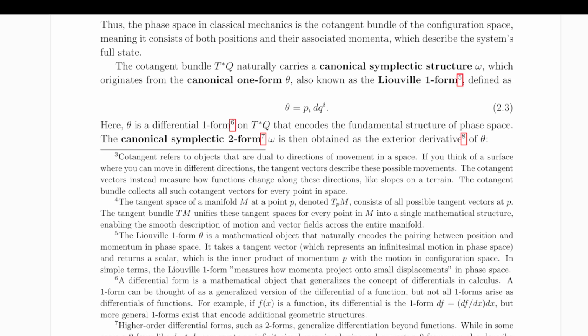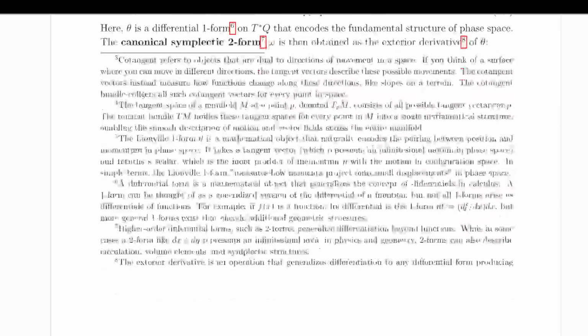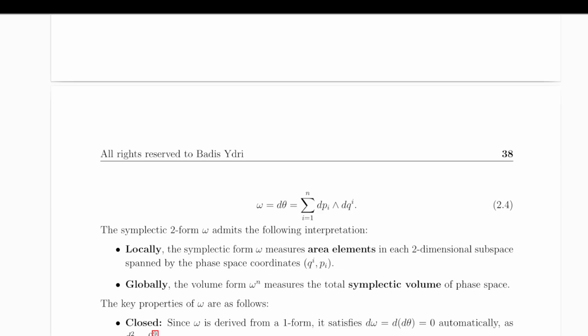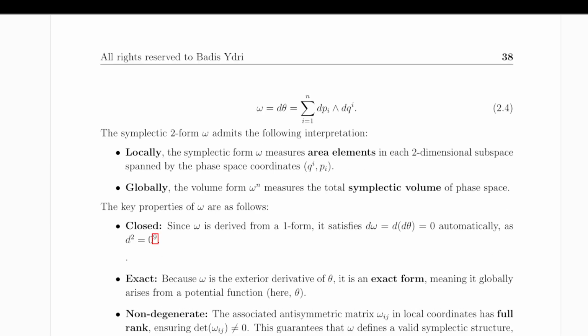This symplectic form arises naturally from a simpler object, the canonical one form, often called the Liouville one form, denoted by the Greek letter theta. The Liouville one form encodes the pairing between positions and momenta. Taking the exterior derivative of theta gives the symplectic form omega. Locally, the symplectic form measures infinitesimal areas in phase space. Globally, its top power measures the total symplectic volume.